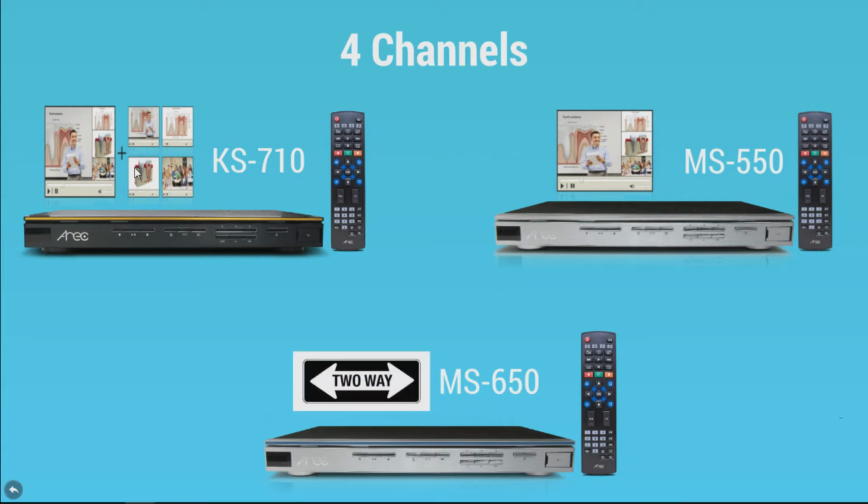Then we also have the MS650, which is basically also a media station for 4 channels that also has the two-way communication feature, meaning that if you have one media station in your place and one media station located in a different location, they can be connected just like a video conference.